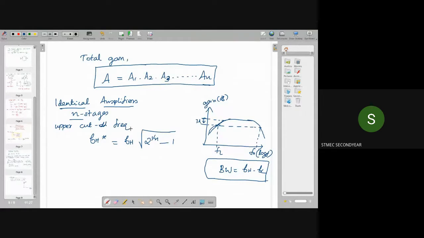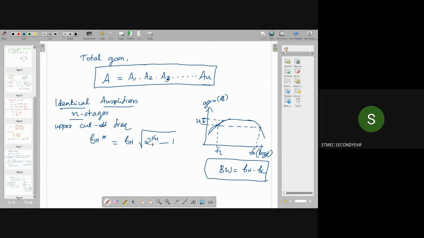So their upper cutoff frequency is also equal. So that upper cutoff frequency is fh. Then the overall upper cutoff frequency of this multi-stage configuration, after connecting everything together, will be equal to fh into root of 2 raised to 1 by n minus 1. Here n is the number of stages.